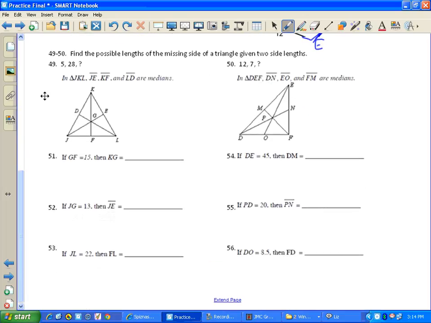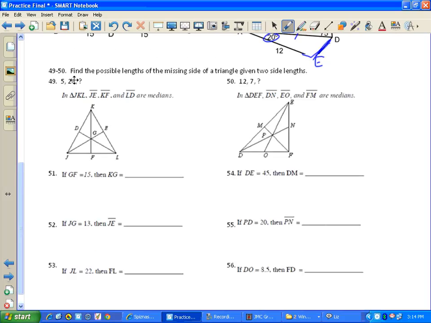All right, for 49, if we assume that X is the biggest side, that means that 5 and 28 are the small ones, and they have to add up to be bigger than the missing side. So that means X has to be smaller than 33. If X is a small one, then X plus the other small side has to be bigger than 28. So X has to be bigger than 23.